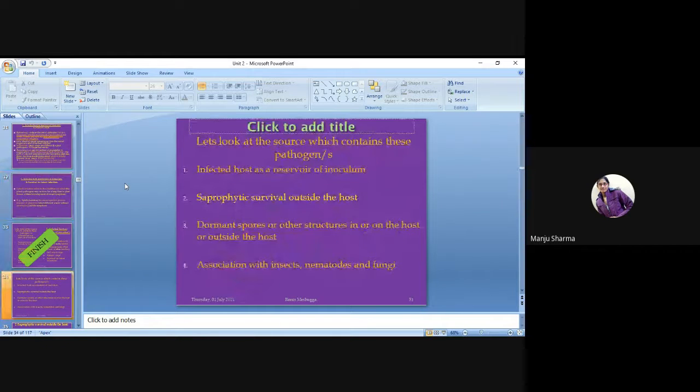Then let's look at the sources which contain these pathogens. First is the infected host as a reservoir of inoculum. Second is saprophytic survival outside the host. Third is dormant spores or other structures in or on the host or outside the host. Fourth is association with insects, nematodes and fungi.